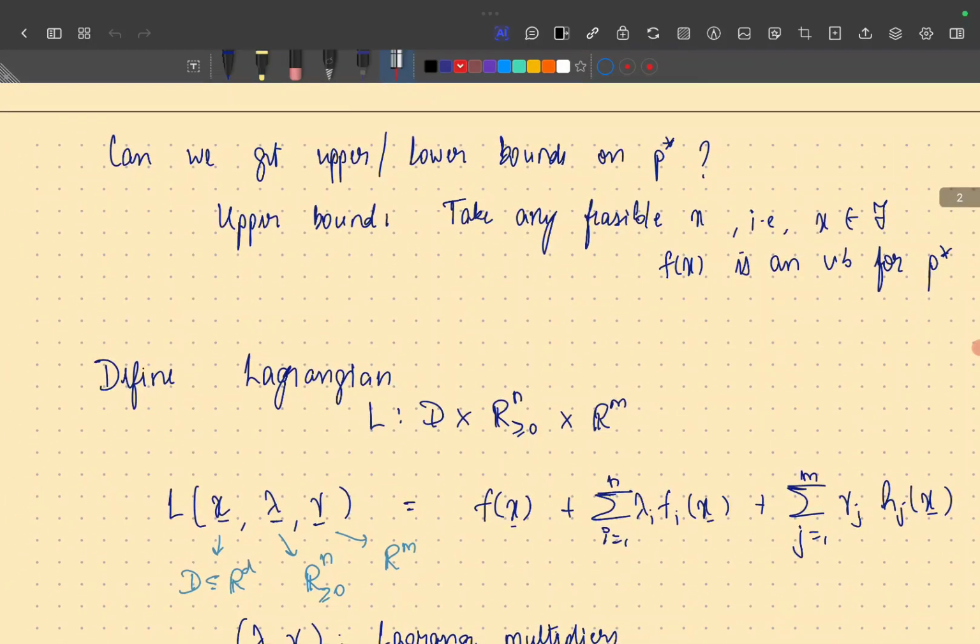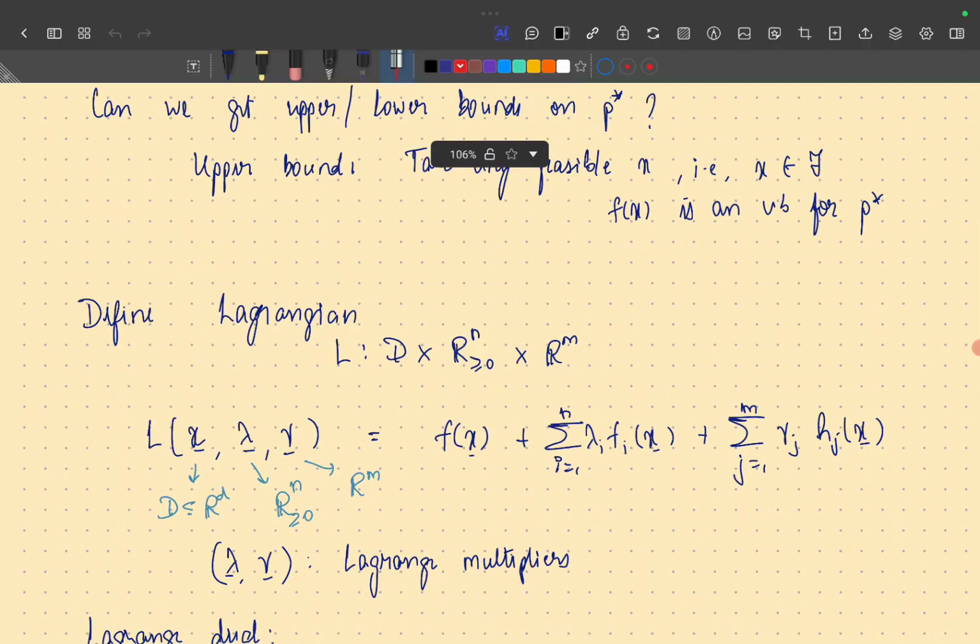And for this, our end goal is, of course, to try and solve this optimization problem either by hand or numerically. But before that, I asked an even more preliminary question: is it possible to get non-trivial upper and lower bounds on p star? Because we observed that if you plug in any feasible point x into f, then you automatically get a non-trivial upper bound for p star. But a lower bound is not easy to get directly.